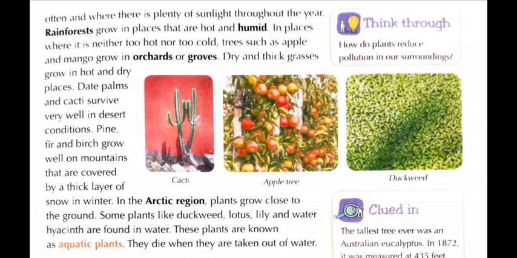The place where it rains often and where there is plenty of sunlight throughout the year, trees like coconut palms grow in that place. Whereas apple and mango grow in orchards or groves where the climate is neither too hot nor too cold. And dry and thick grasses grow in hot and dry places. And rainforest grows in that place where the climate is hot and humid.